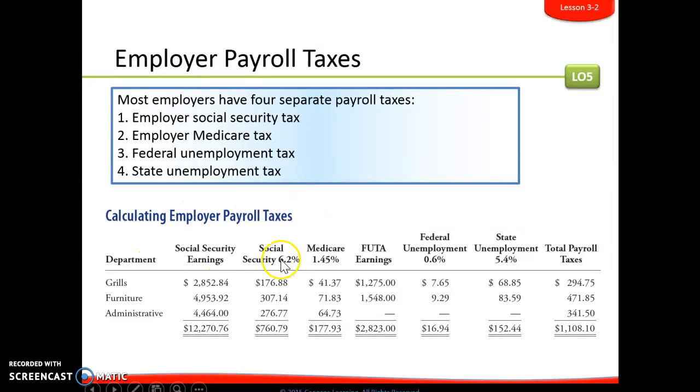So here they're calculating the employer payroll taxes. So notice we have Social Security earnings, and then we have our tax at 6.2%. We also have our Medicare tax. We have our FUTA earnings, and then we have our federal unemployment, state unemployment, and payroll taxes.